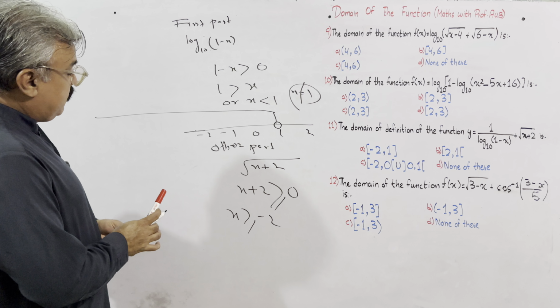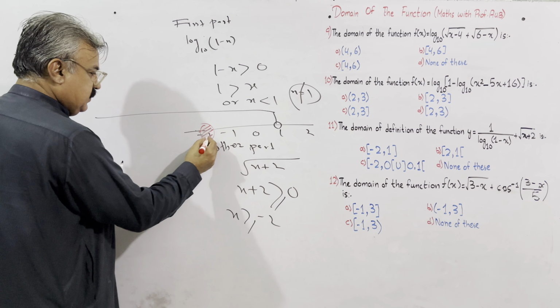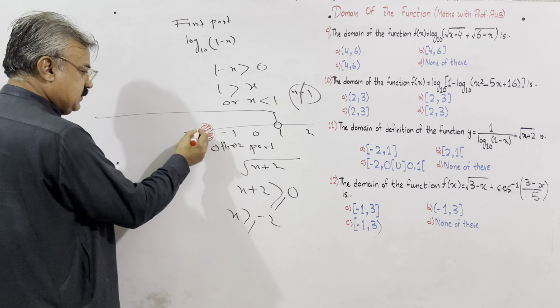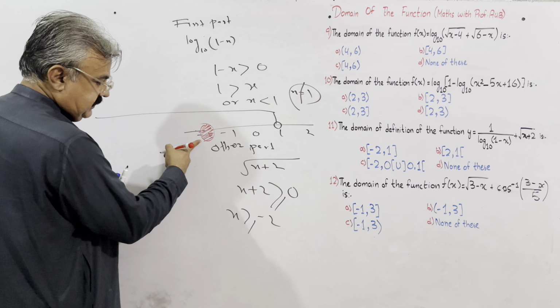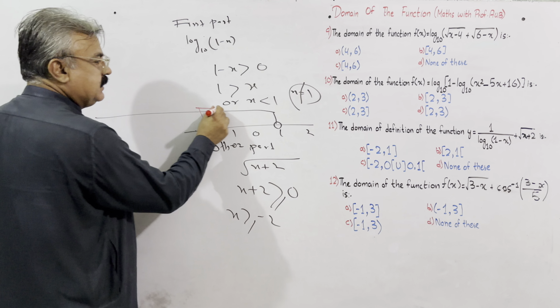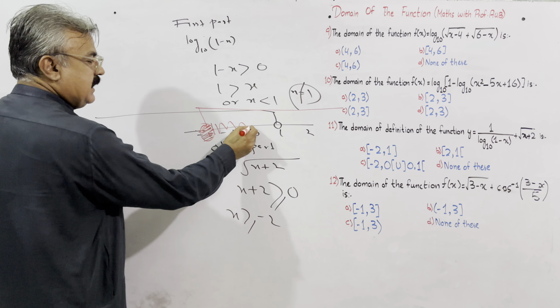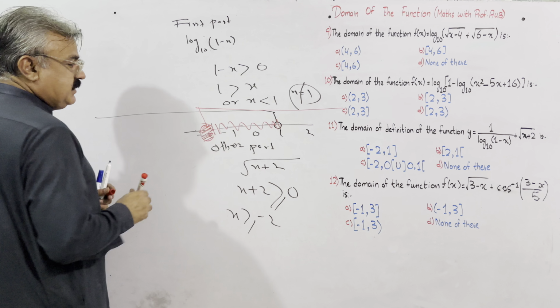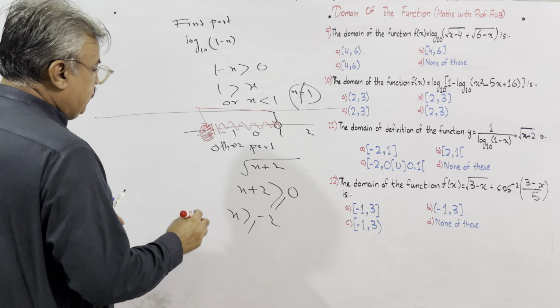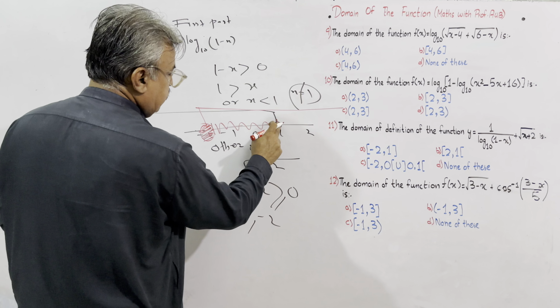Graphing the domain for this, x is greater than or equal to minus 2, so minus 2 is included. We have to travel towards the right. The common portion of the two conditions is our domain. Our domain is from minus 2 to 1.